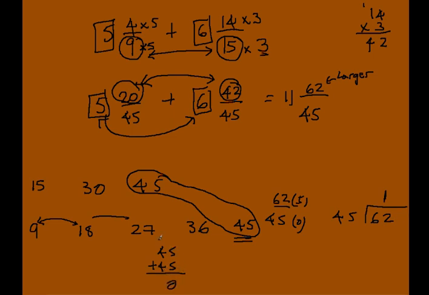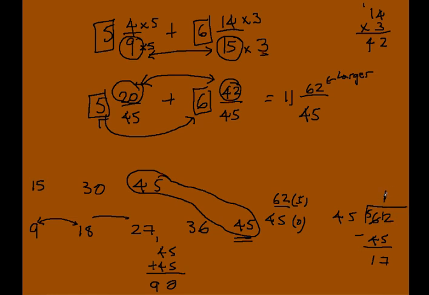5 plus 5 is 10, carry a 1, 1 plus 4 is 5, 5 plus 4 is 9. So it's too big, so 45 only goes into 62 once. 1 times 45 is 45. Subtract, borrow 1, this becomes a 5. So 12 take away 5 is 7. 5 take away 4 is 1.